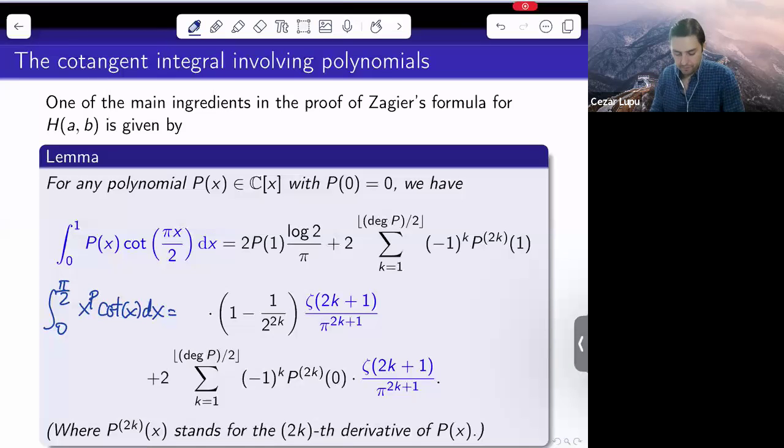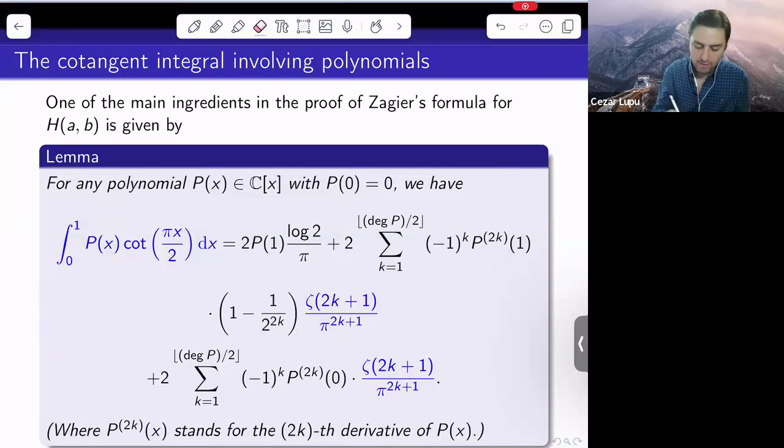So for these cotangent integrals, like I said, if we scale everything, and if we have a polynomial that, let's say, at 0 is 0, then we can write this, modulo some logs and pis, as sums involving this ratio here.